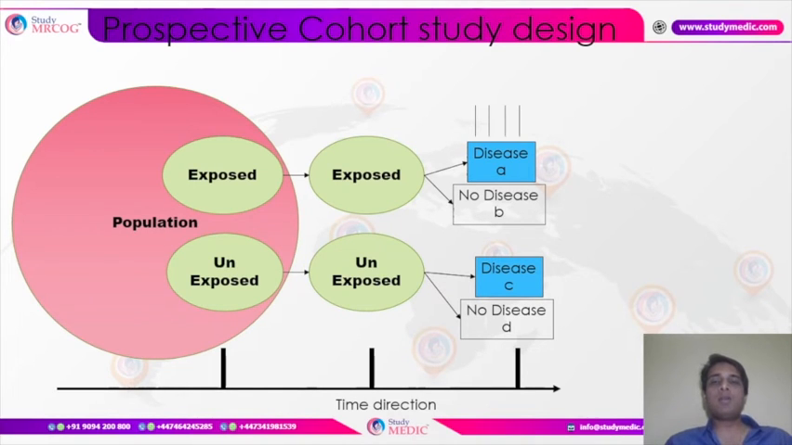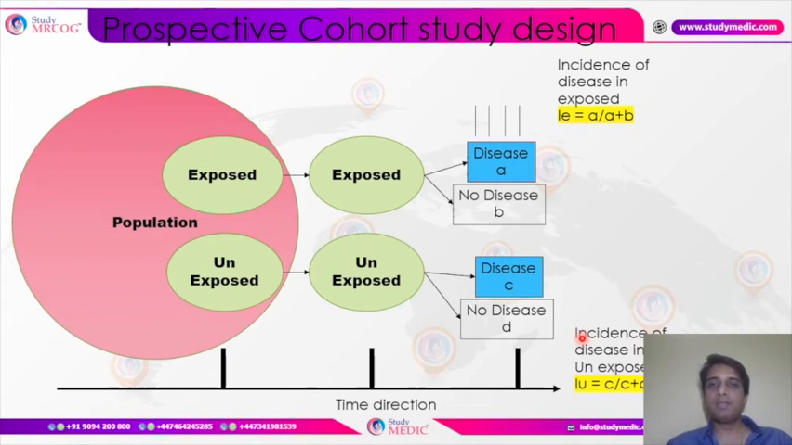Then not only one but multiple outcomes can be studied. Then we calculate the incidence of disease in exposed, that is A by A plus B. This is probability. Odds is A by B, whereas probability is A by A plus B. Then we calculate the incidence of disease in unexposed, C by C plus D. C and D are the disease and no disease in unexposed, A and B are the disease and no disease in exposed. The ratio between incidence of disease in exposed to incidence of disease in unexposed is called the relative risk.